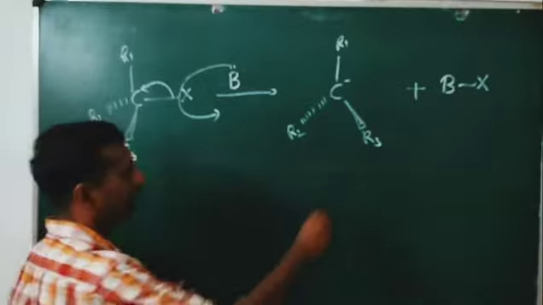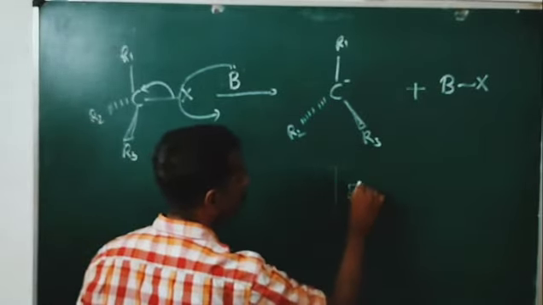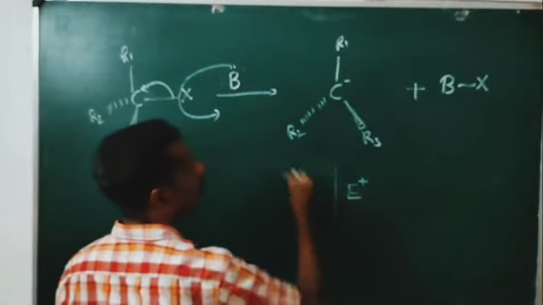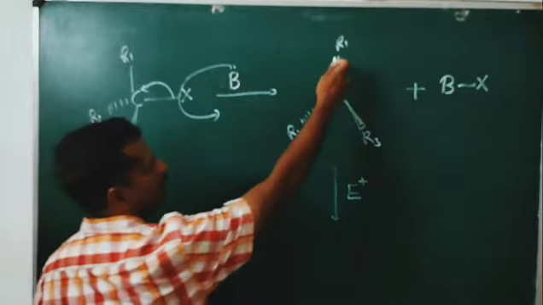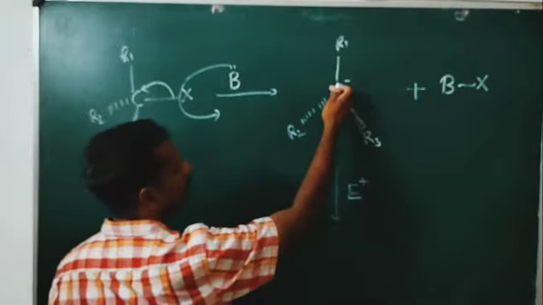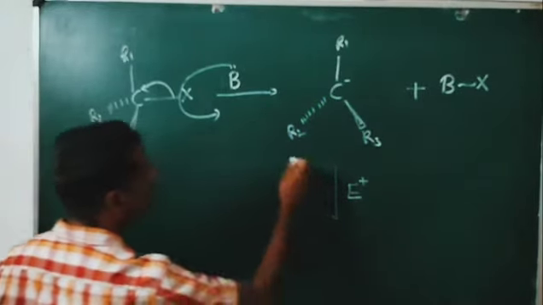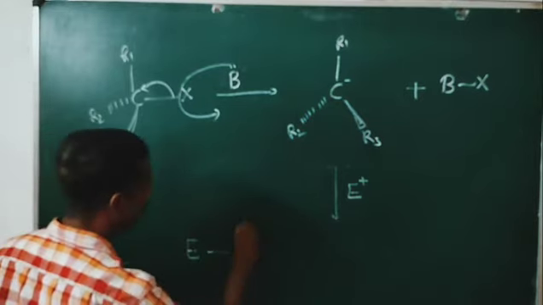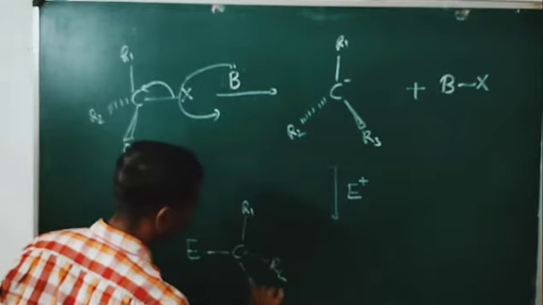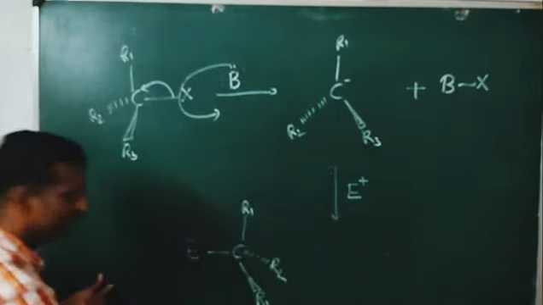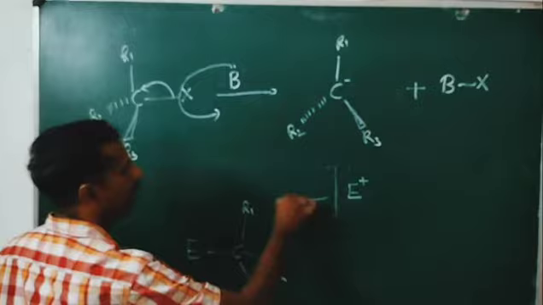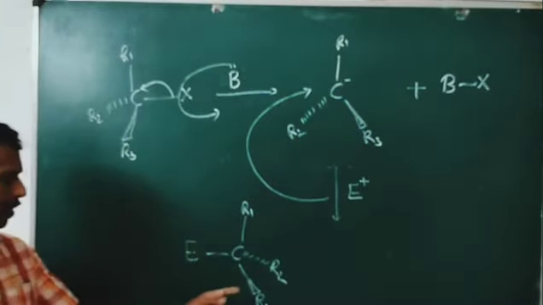Now you can see that the electrophile can attack from the front side or from the back side. This has a planar geometry. Therefore, the electrophile can attack from the front side or from the back side. If it is attacking from the back side, what do we get? We get E and C, with R1, R2, and R3. That means we are getting the inversion product, by backside attack. If the electrophile is attacking from the backside, we get the inversion product.